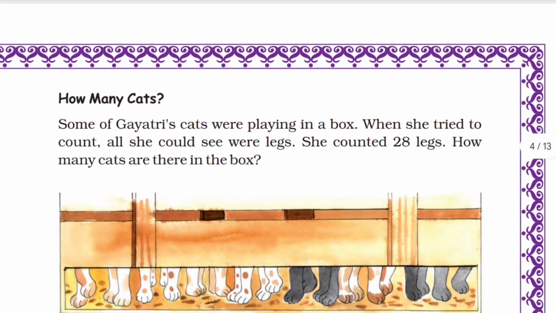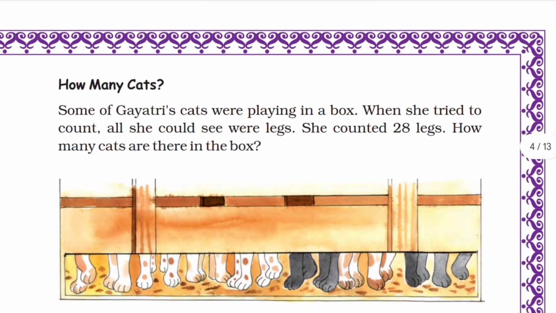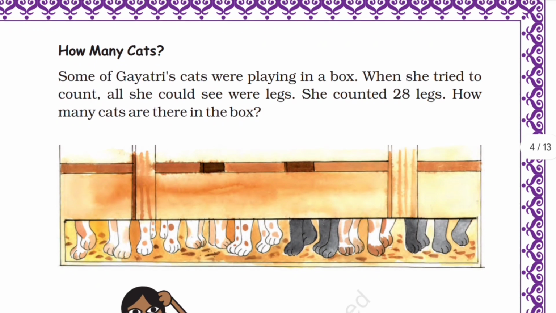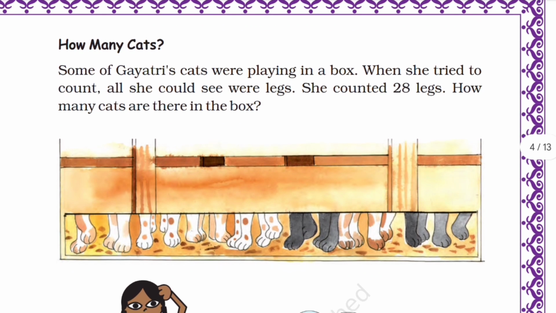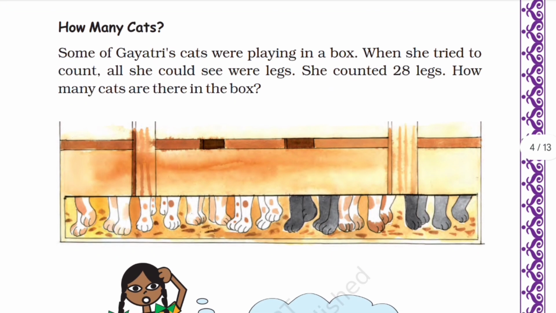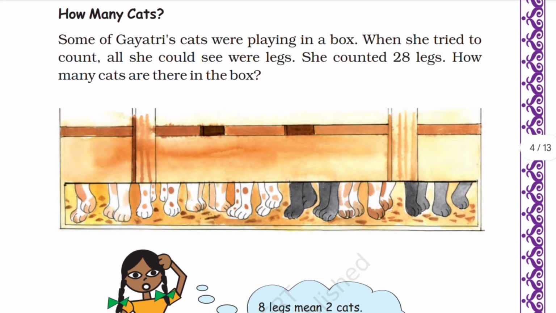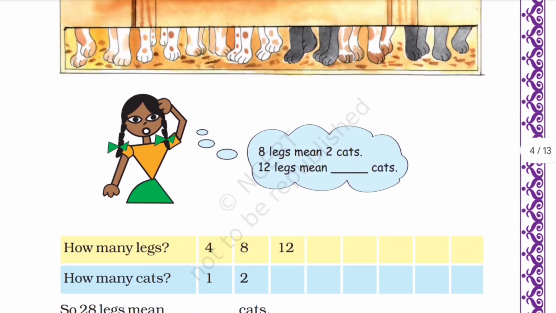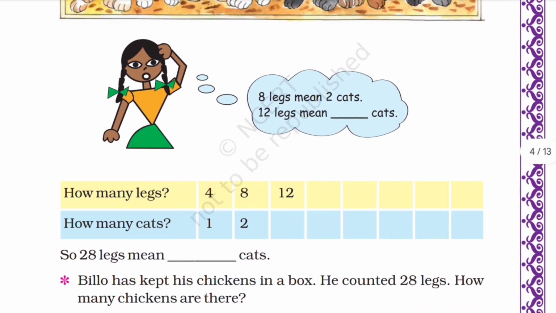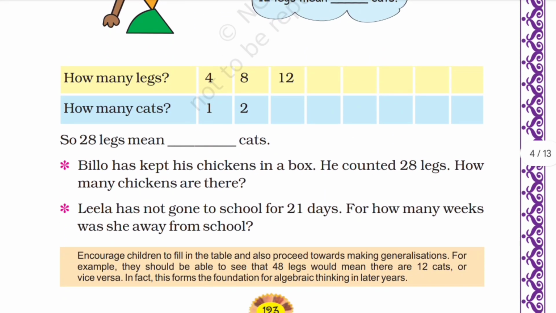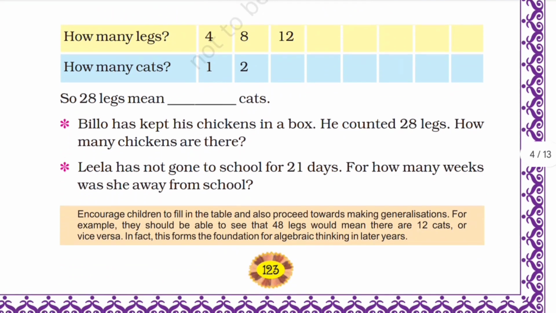How many cats? Some of Gayatri's cats were playing in a box. When she tried to count, all she could see were legs. She counted 28 legs. How many cats are there in the box? 8 legs means 2 cats. 12 legs means cats. So 28 legs means cats.